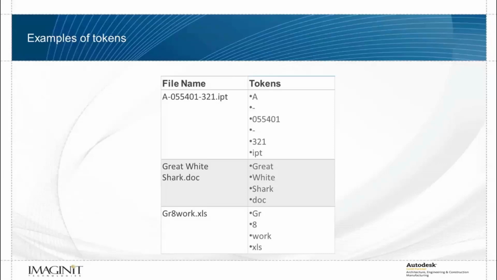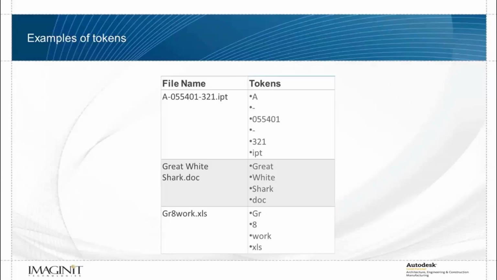This becomes important a lot of times. If I were searching for that file, I would type A-055-401-321 and search for all that. Well, A is tons of things. Really, the thing I'm interested in is that 055-401.